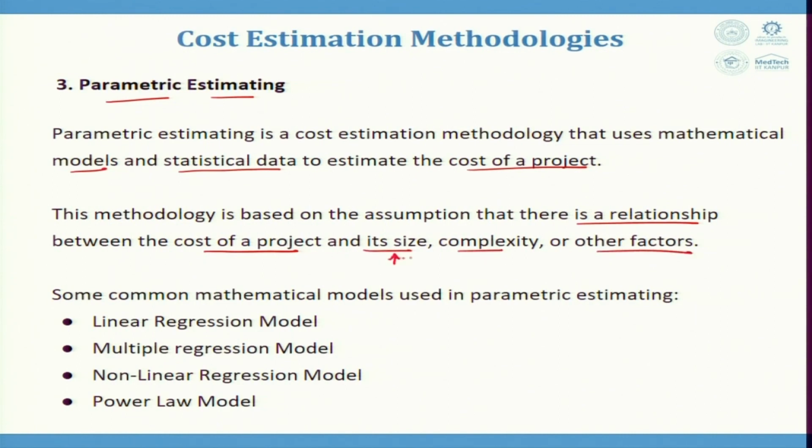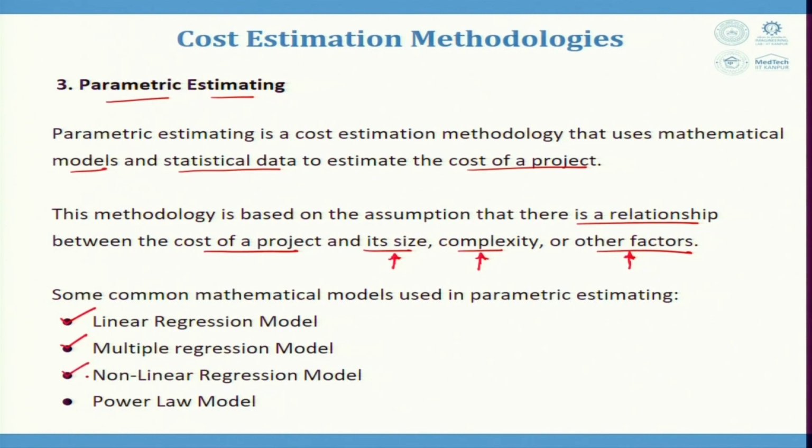So, this size, complexity and other factors are all taken as our parameters or the independent variables. When I talk about independent variables and a dependent variable, definitely linear regression will come into play. Linear regression is when we have one independent variable and one dependent variable. When more than one independent variable is there, we come up with a multiple linear regression model.